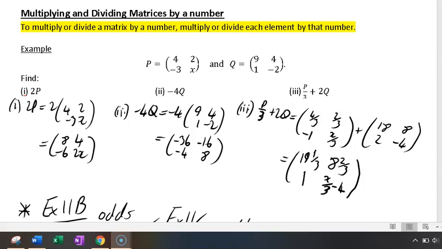Okay, we're going to look first of all at multiplying and dividing matrices by a number. So to multiply or divide a matrix by a number, simply multiply or divide each element by that number. Very easy. We have two matrices here, P and Q.